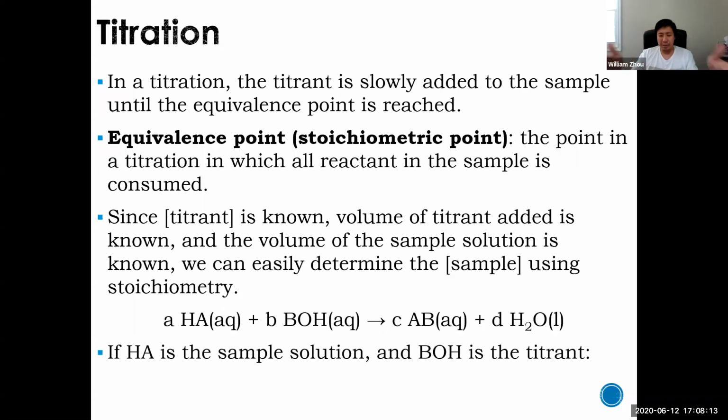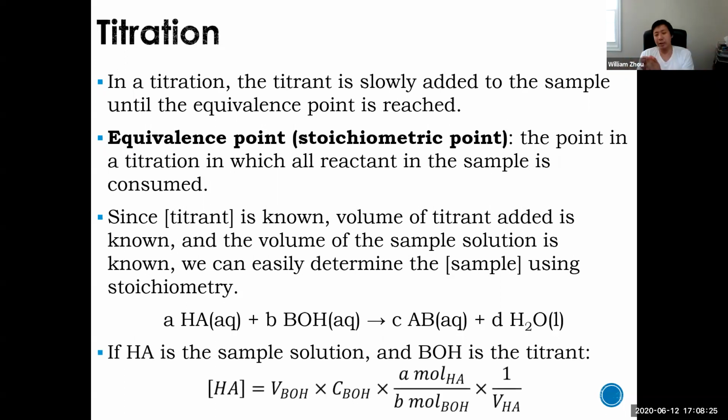Now, if HA is your sample, you're trying to determine the concentration of your acid here, HA. And BOH is the titrant. You know the concentration and the volume of that. You can calculate the concentration of the sample using this strategy. You multiply together volume and concentration of the entity that you know. You know the volume of the base and the concentration of the base. So if you multiply volume and concentration, in grade 11 we learned that that will give you moles of that substance. All right, volume times concentration of the base, you get moles of the base. How many moles of base did I just add here?